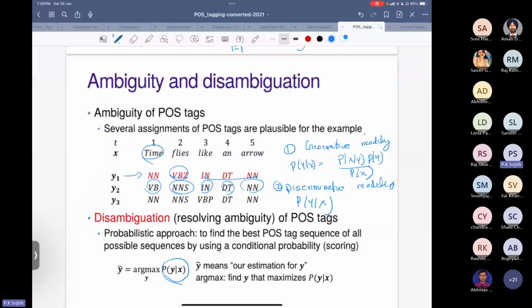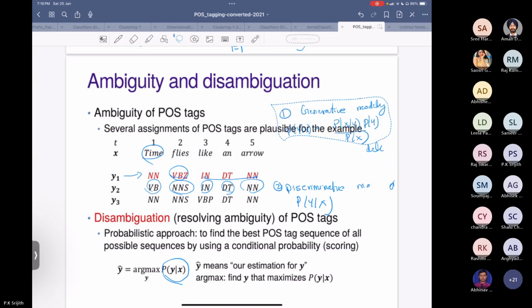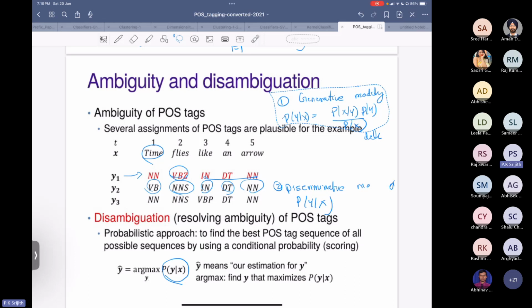So discriminative modeling and generative modeling are two possible ways. And just like in the case of a simple classification setup, now you have a generative model, something like a Bayes classifier. That's an example of a generative model. One example of a generative model is the Naive Bayes classifier.